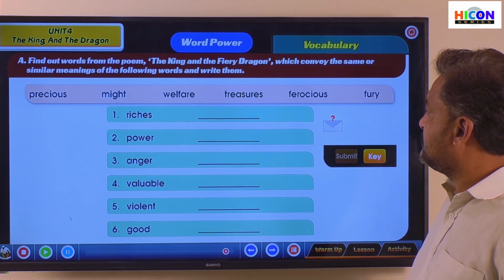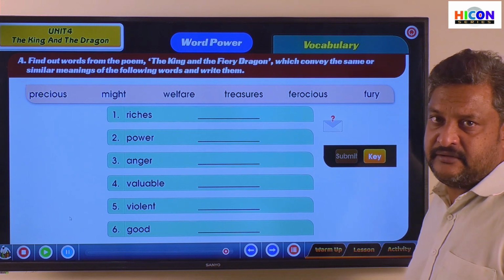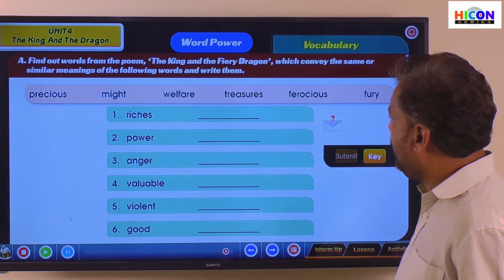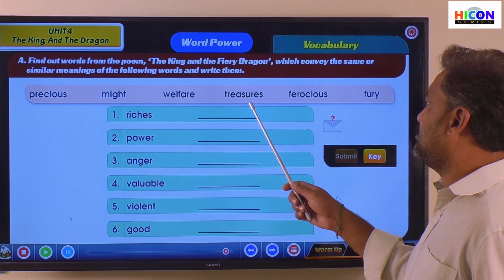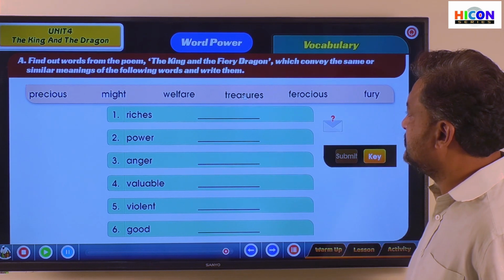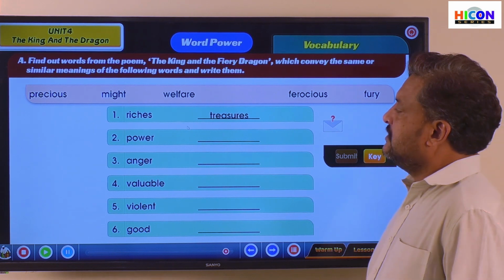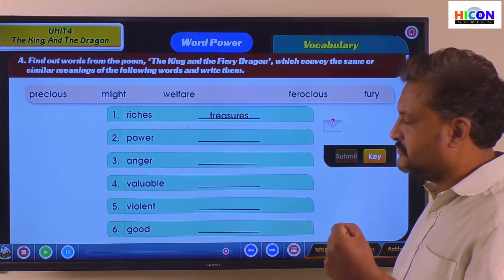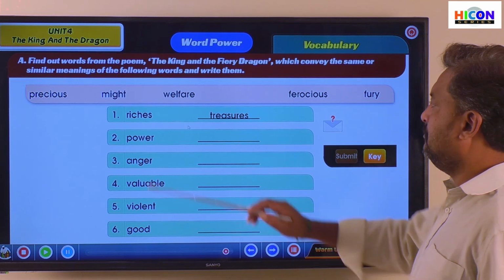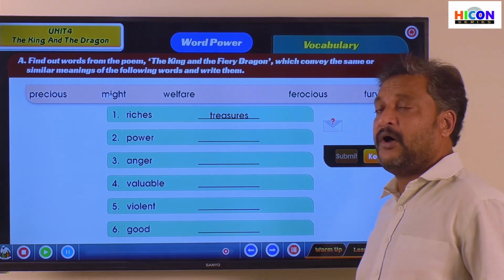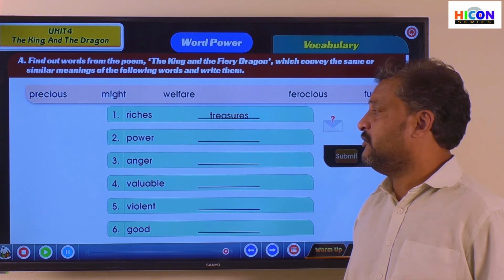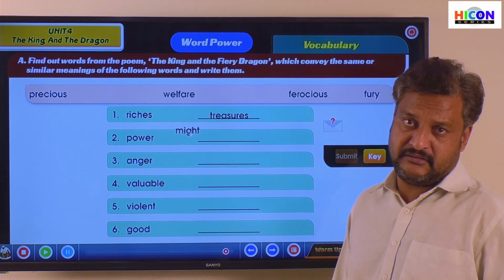So riches. Riches means what? Wealth, isn't it? Riches means wealth. And is there any word which means wealth here? Yes, we have treasures. So riches means treasures. Second, power. Power means strength, isn't it? We have might here. So he was a powerful king, or we can say he was a mighty king, right?